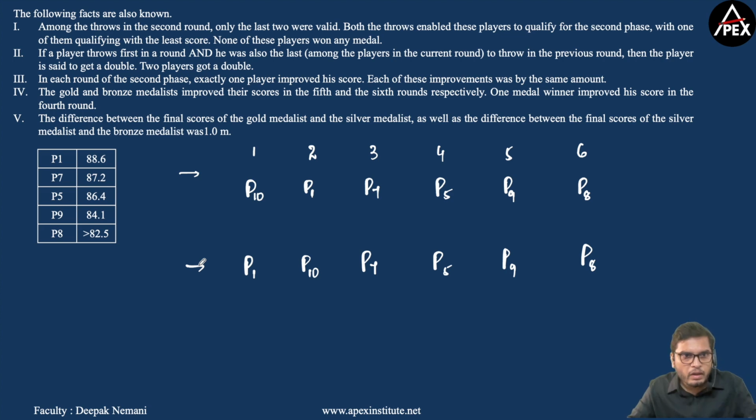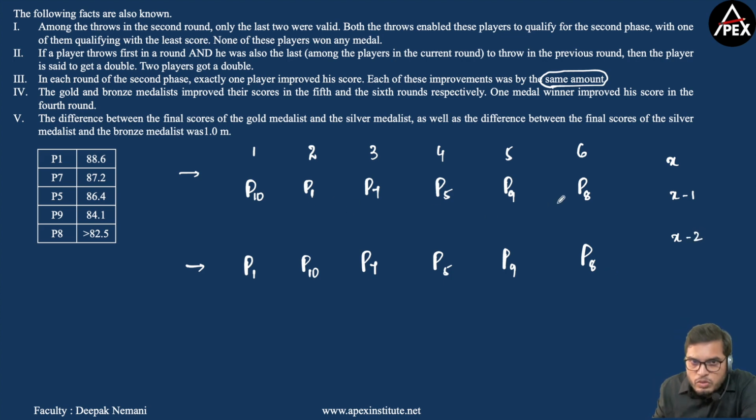Now it is given that in each round of the second phase, exactly 1 player improved his score. Each of these improvements was by the same amount. Now the gold and bronze medalists improved their scores in the 5th and the 6th rounds respectively. One medal winner improved his score in 4th round. The difference between the final scores of the gold medalist and silver medalist, as well as the difference between final scores of silver medalist and bronze medalist, was 1 meter. So if the final score of gold medalist is X, the score of silver medalist should be X minus 1 and the bronze medalist should be X minus 2.